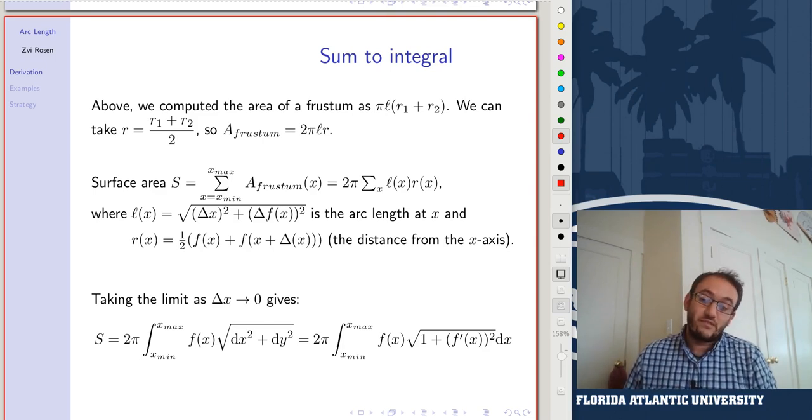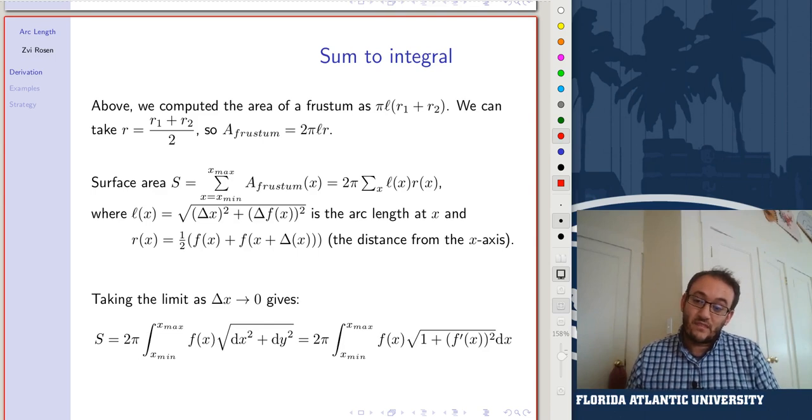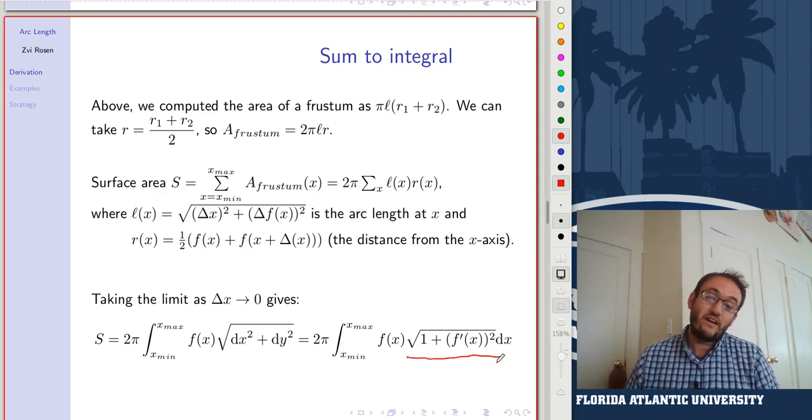Taking the limit as delta x goes to 0 gives 2 pi times the integral from x min to x max of f of x, because as x plus delta x and x come together, the value of f approaches just the value of f at x. And the expression for L of x, which was the square root of delta x squared plus delta f of x squared, approaches the square root of dx squared plus dy squared, which, as we did in the arc length section, we're going to write as the square root of 1 plus f prime of x squared dx. Okay, so we have an integral which will give us the surface area.